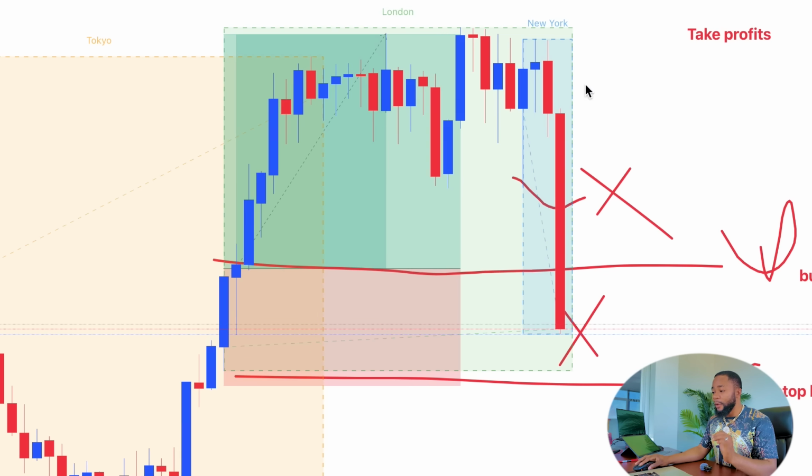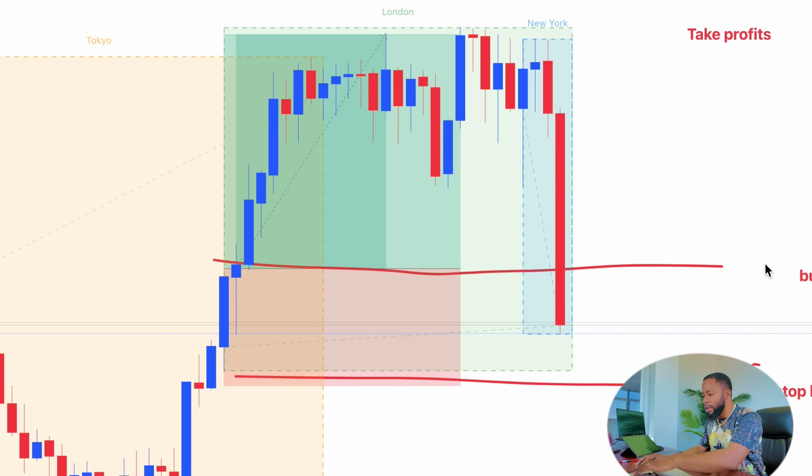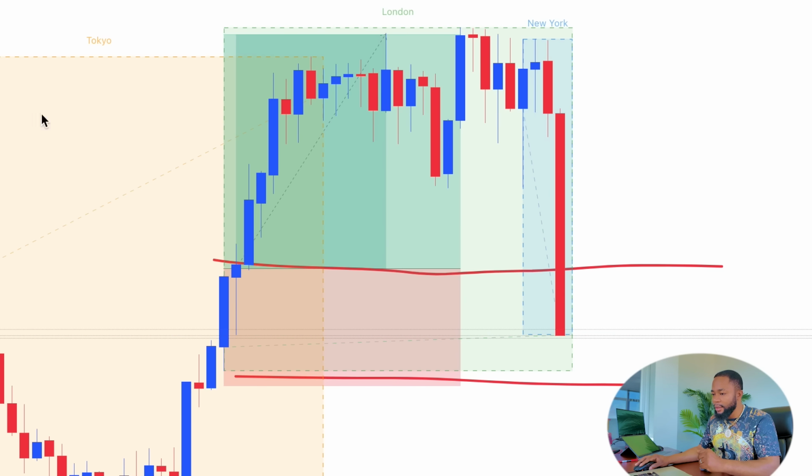And at the opening of the New York, we immediately jump into this trade. So let me just quickly show you guys this. I'm just going to delete this so that it doesn't confuse you guys. So at the opening of the New York, you can see clearly. I'm going to clear all of this, right? Good. So let's go here.